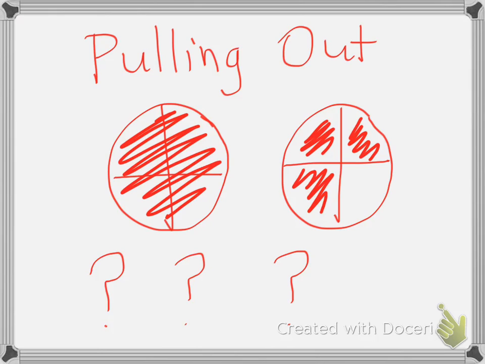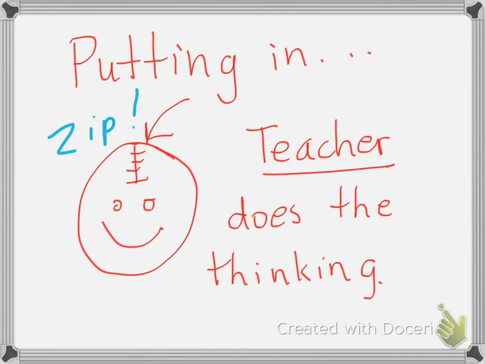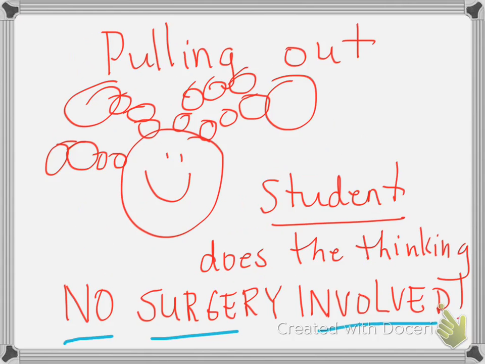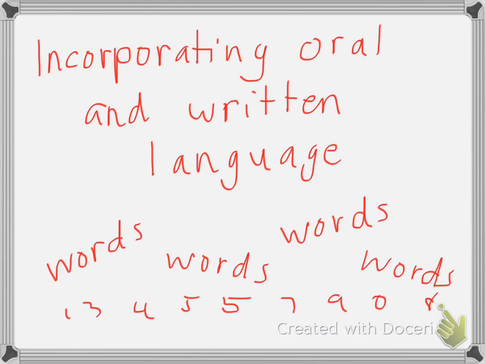And the improper fraction is called improper because im means not, so it's not proper. And you know that the proper way, the real way to write a fraction is to put the little number on top and the big number on the bottom. An improper fraction is where we switch that around. The big number's on the top and the little number's on the bottom. So you're still able to put in something, but it's more effective if you're putting in once you've pulled out of them first, and then you're just labeling the work that they did. Again, when you put in, you unzip the head, the teacher does the thinking. When you're pulling out, the student does the thinking, and there's really no surgery involved.